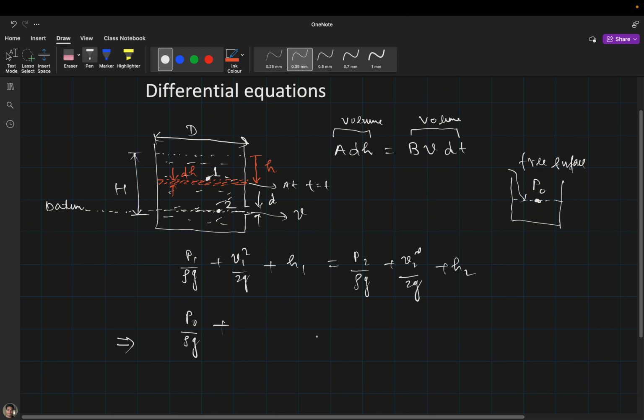Fine. So this term will be what? 0. Plus h1. H1 is what? The height of point 1 from the datum. So you can see that the height, this is small h, and this capital H is this distance. So this height will be what? Capital H minus h. Are you following what I'm trying to say?